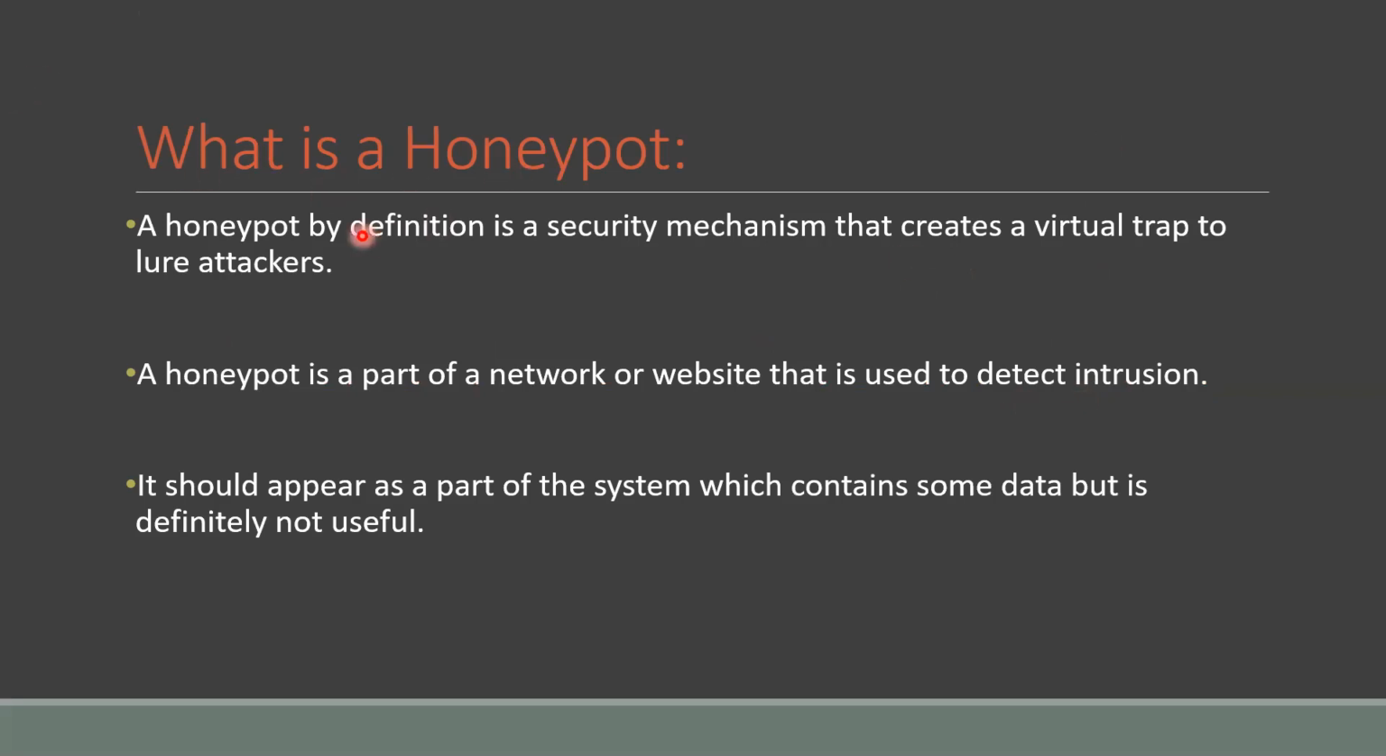What is a honeypot? A honeypot is a security mechanism that creates a virtual trap to lure attackers. A honeypot is a part of a network or website that is used to detect intrusion. It should appear as part of the system, which contains some data, but it's definitely not useful.